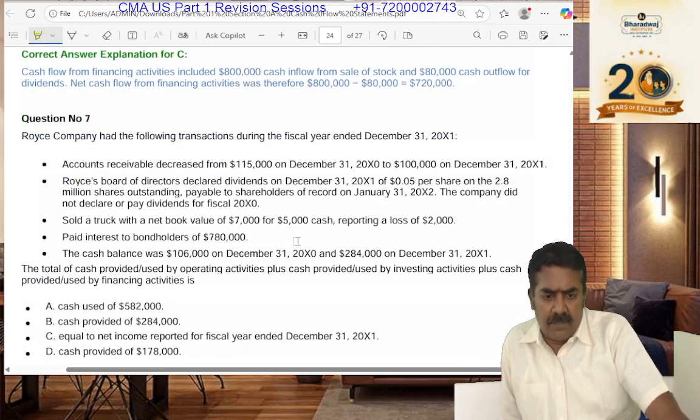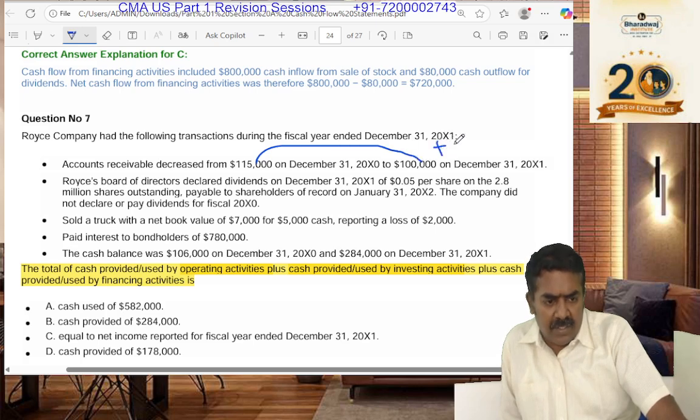Question number 7. Total cash provided by operating activity plus investment activity plus financing activity. This we already decided. How much will we do? Plus 15,000, we'll add back to which one? Net income we'll add back. Then dividend declared will not come. Dividend declared will not come.